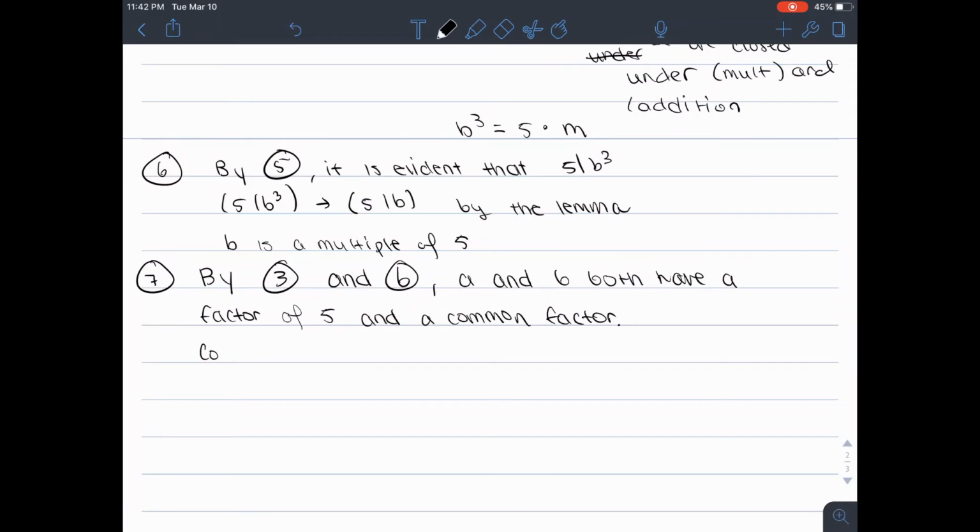This is a contradiction of the things we have set down in step 1, so we end the proof here, having proven the original statement that the cube root of 5 is not a rational number through contradiction.